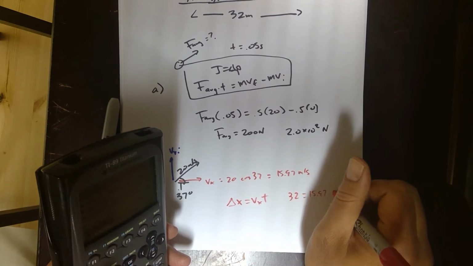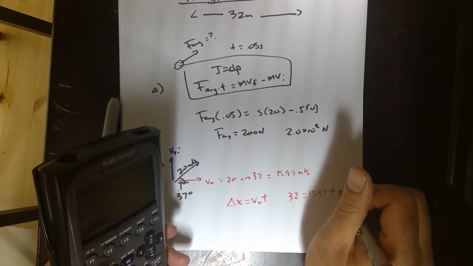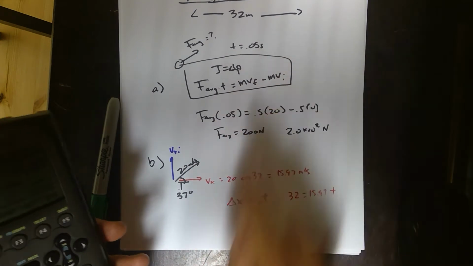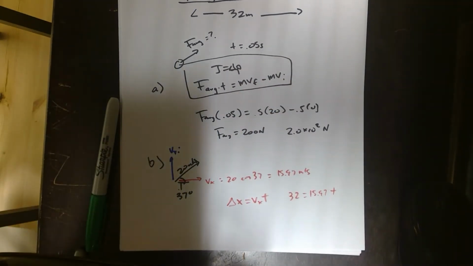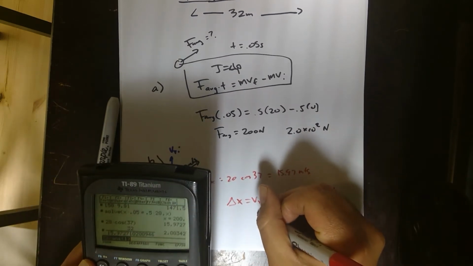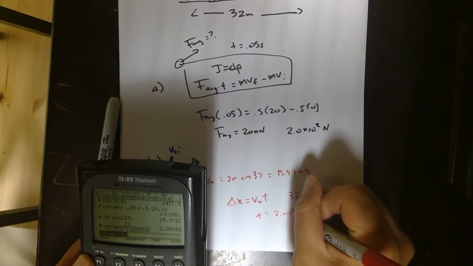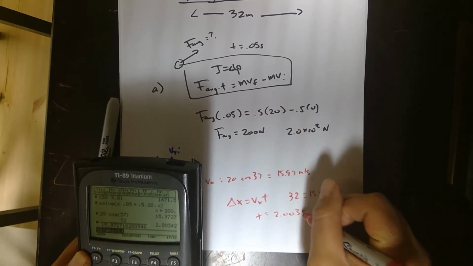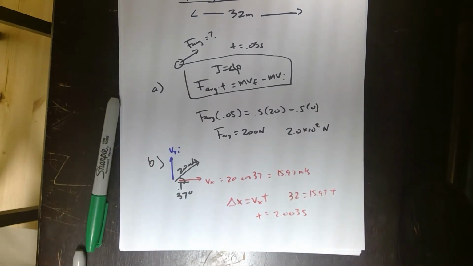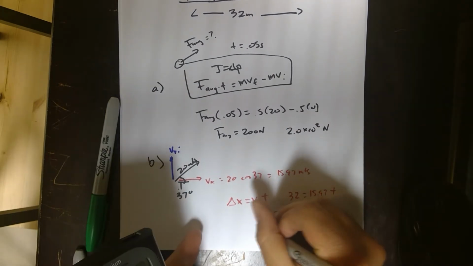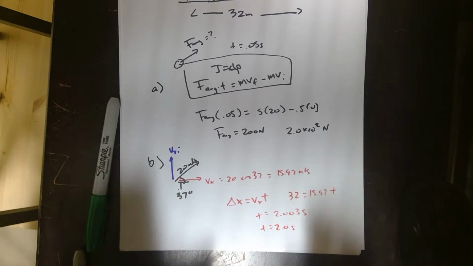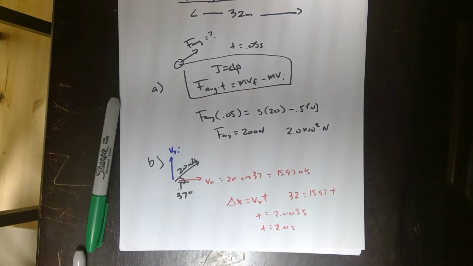15.97, and then this would be t. We don't know how long that is, so that's what we're looking to find here. So 32 divided by that is, if we take a look, the time is 2.003 seconds. But we're running into the issue here: if I'm trying to keep the 2 sig figs, great, 2.0 seconds, I'll round it. It looks a lot better now to me.